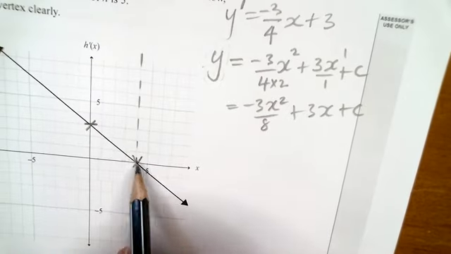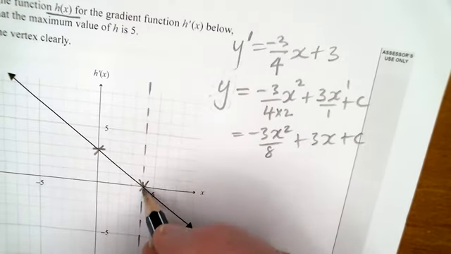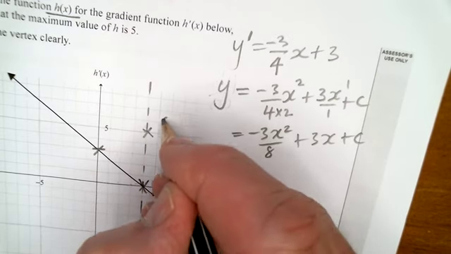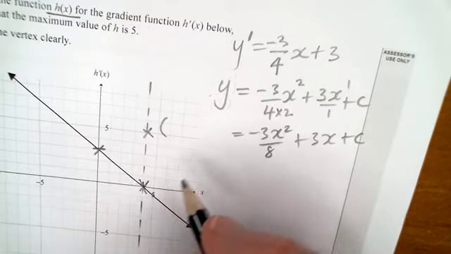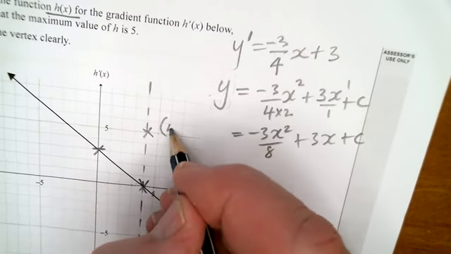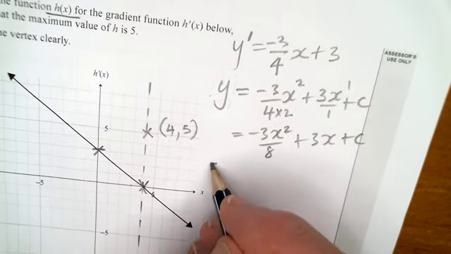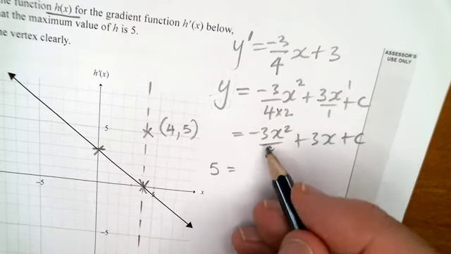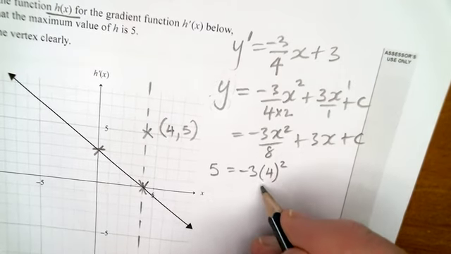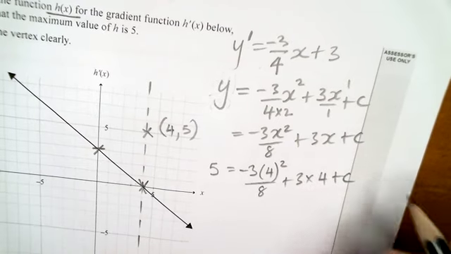It says the maximum height will be 5. So it's going through here, and the maximum height is that bit there. That coordinate is 4 along, 1, 2, 3, 4, and 5 up. So I can write here y is 5, and I'm going to plonk x is 4 into each of these: negative 3 times 4 squared on 8, plus 3 times 4, plus c.